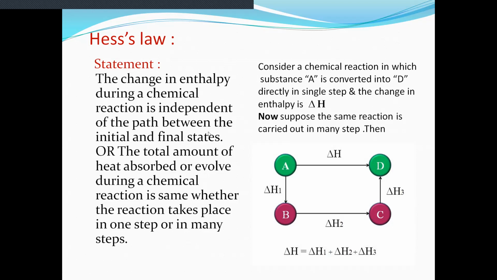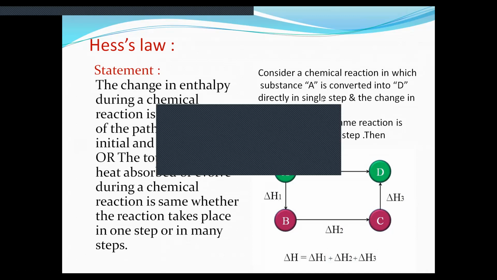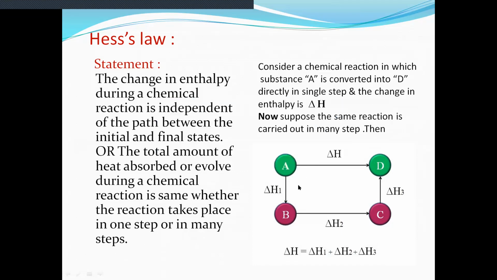Now, suppose the same reaction is carried out in many steps. We have taken it in three steps here. First, A is converted into B, and the heat evolved or absorbed is denoted by delta H1. See the diagram here. First, A is converted into D directly, and the heat evolved or absorbed is denoted by delta H.